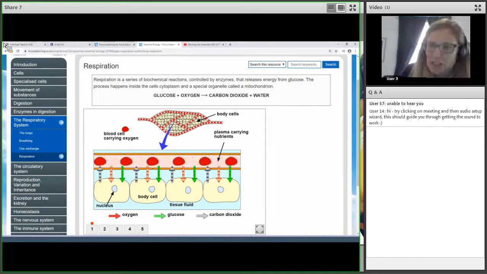And Cal, could you confirm for me that you can see the animation okay on the screen share?